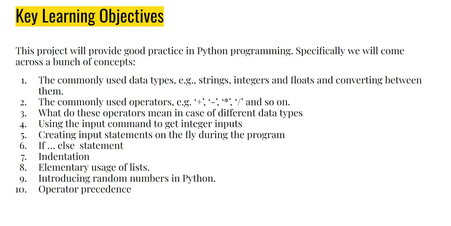Specifically, the key learning objectives from this activity are to learn about data types. For example, the most commonly used data types: strings, integers, floats, and how we convert between them. We learn about some interesting, useful and commonly used operators. For example, plus, minus, multiply, divide. In fact, like I said, you can extend this activity to include, say, floor divide, modulo, and so on. What do these operators mean in case of different data types? For example, what does plus mean for strings? What does it mean for, let's say, integers, and so on and so forth?